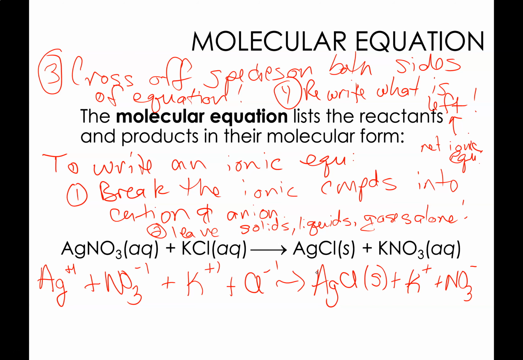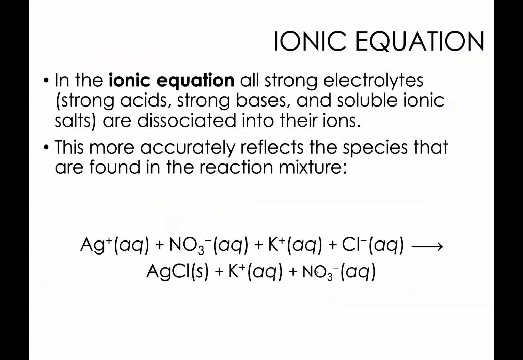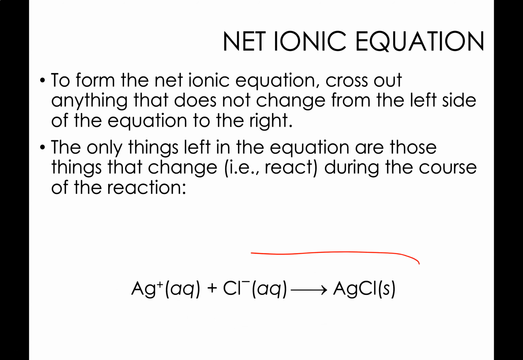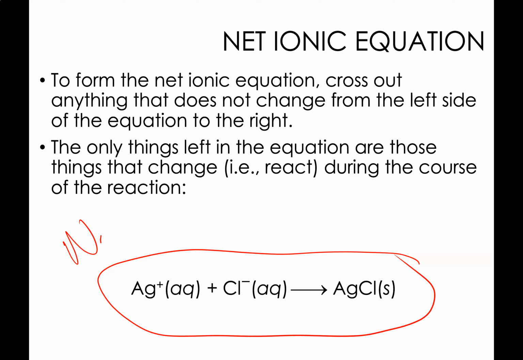Okay. From here, step 3 is to cross anything on both sides off. And so we're going to move on to our next slide for that. We're going to see that we've got everything broken down like we've seen before. And from here, we're going to cross off the ones that are on both sides. So we've got NO3 on both sides, and we've got potassium plus on both sides. Cross them both off. What's left is going to be our net ionic equation. So our last step is to rewrite it. We've got Ag+ Cl- on the left, and then we've got AgCl(s) on the right. And so rewriting this equation leaves behind our net ionic equation.